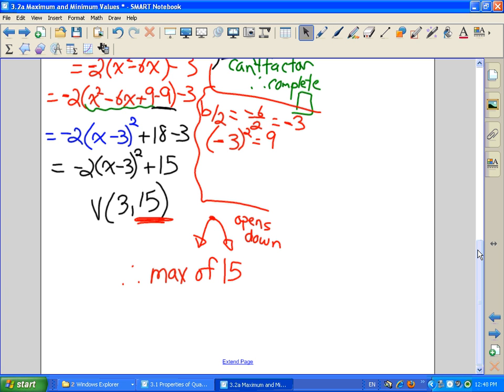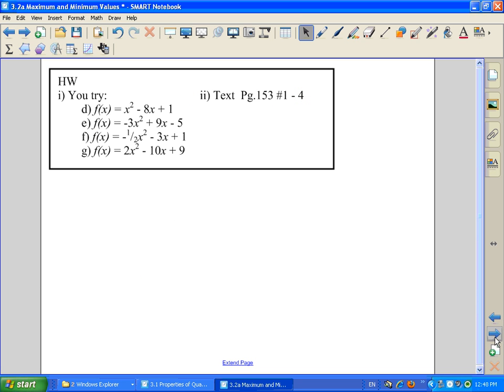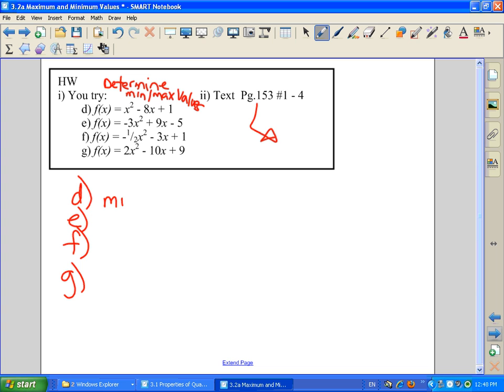All right, so what I want you to try to do, ladies and gentlemen, is for the next homework, I would like you to determine the min-max values. So try these next ones. Determine min-max values. And then try doing your textbook questions. I will just quickly put the answers to D, E, F, and G here just so that you have them, but please try them yourself to make sure you can get it. If you have any questions with these, please come and see me.